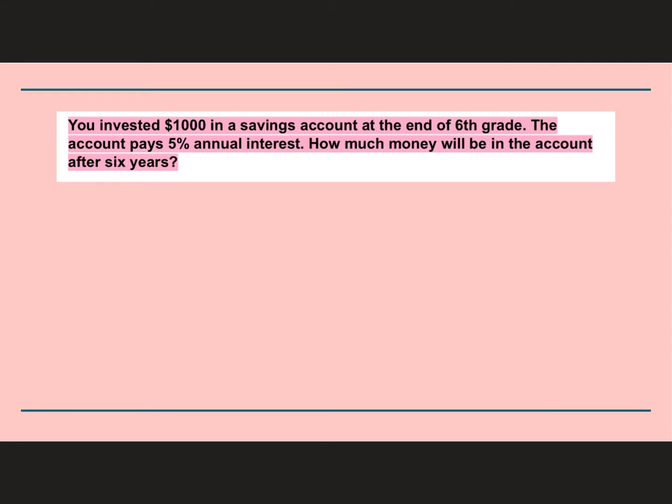So you invested $1,000 in a savings account at the end of 6th grade. The account pays 5% annual interest. How much money will be in the account after 6 years? So we need to find our starting amount, the time, and the rate. So what's our starting amount? 1,000.